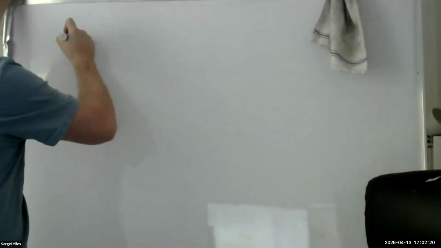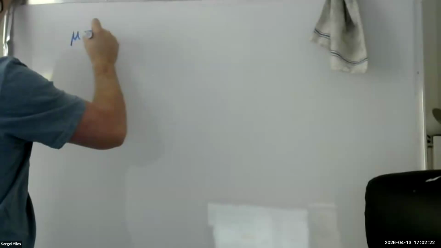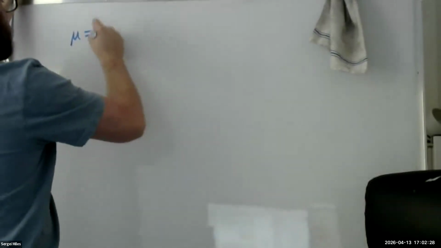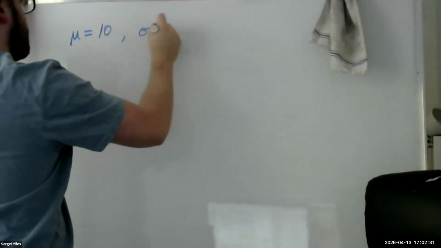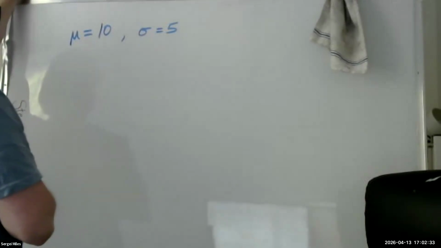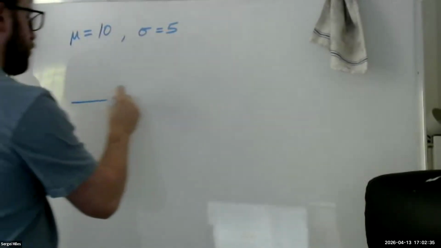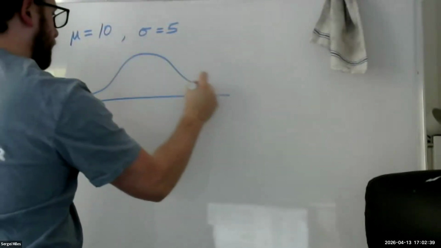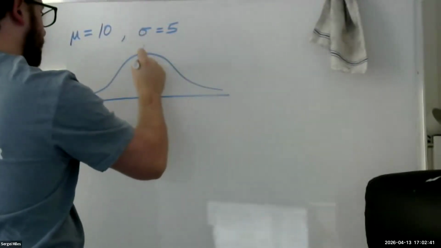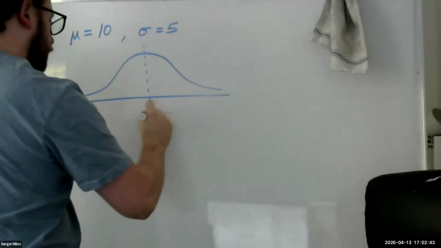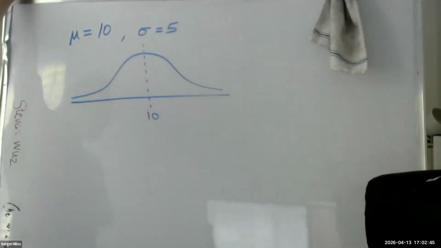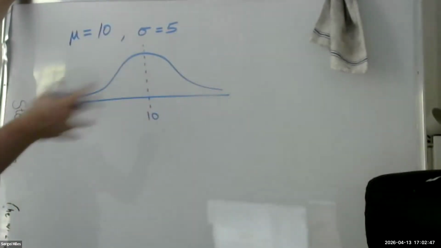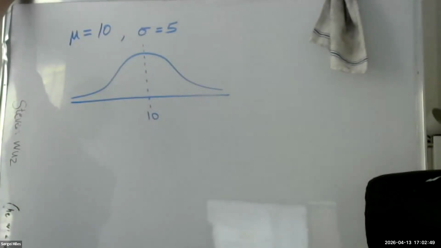Well, suppose I have a population average of 10 with a standard deviation of 5, right? So I know my population data should look something like this, with 10 here in the middle, and then I can kind of branch out to the left and right. All right.